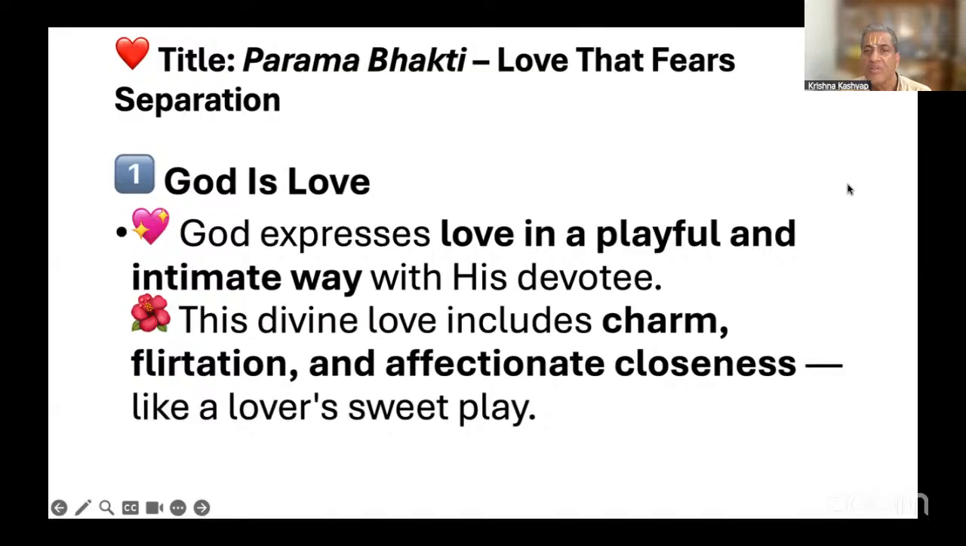Paramabhakti is love that fears separation. So God is infinite love. God expresses love in a playful and intimate way with his devotee. This divine love includes charm, flirtation, and affectionate closeness, like a lover's sweet play. This happens with Paramātman, and such experience was experienced by the Gopika Stris in the Rasa Līlā and other episodes of the Bhagavata. And that is not a physical level love. It could be physical also at that time, but it is mainly with Jīvātma and Paramātma, divine love.